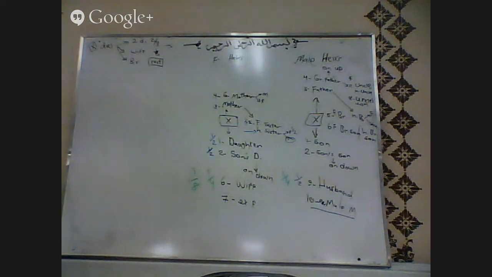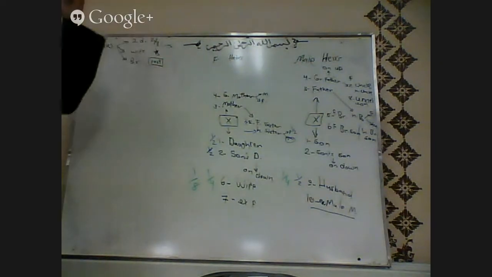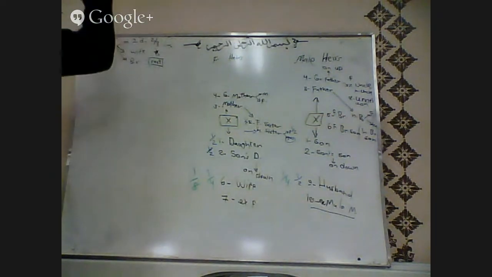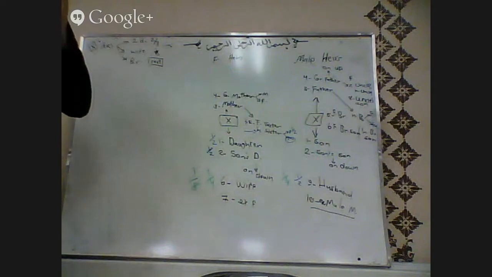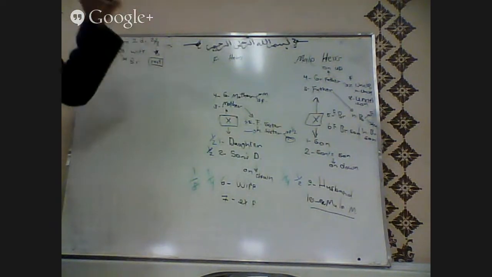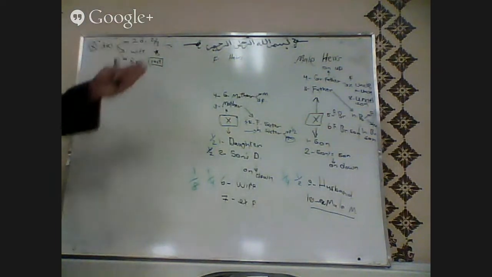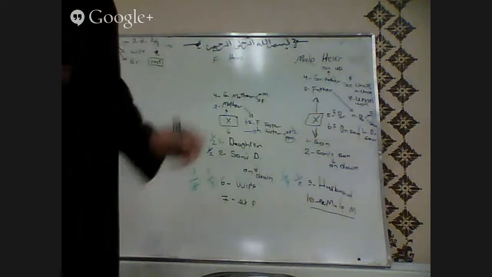So the 2 daughters are splitting 2/3. Obviously, if they are 3, 4, or 10, all of them will share in the 2/3. Now they are only 2, so everybody will take 1/3. But if they are 3, obviously the share will be less. If they are 6, everybody will take less. All of them will share.